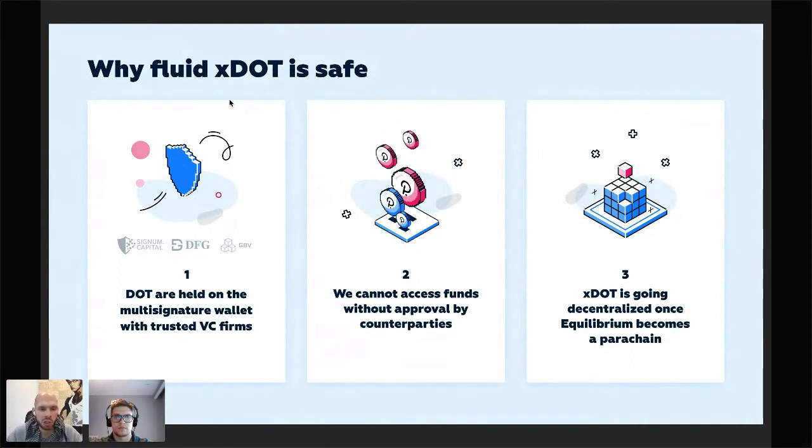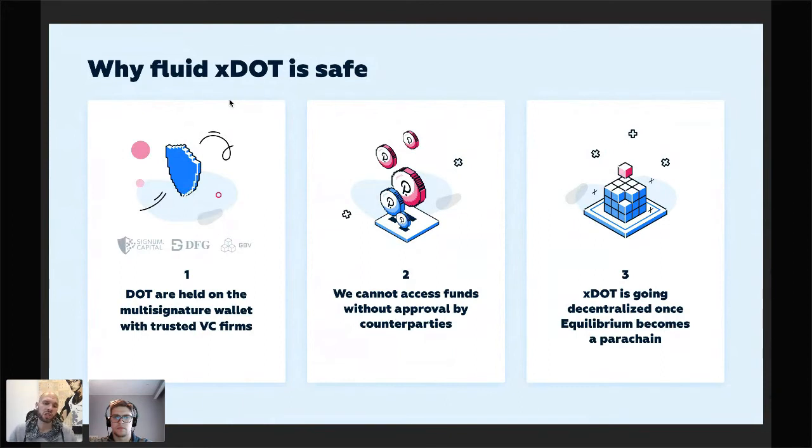First of all, the DOTs collected through these mechanics will be held on multi-signature wallets on the relay chain of Polkadot. These multi-signature wallets will be managed under multiple permissions. Basically, reputable and trusted venture capital firms will be joining us on this multisig. This lineup of VC funds includes such big names as Signum Capital, Genesis Block Ventures, DFG, and there will be two more names potentially joining the multisig as well. They are also very reputable and influential funds in the ecosystem.